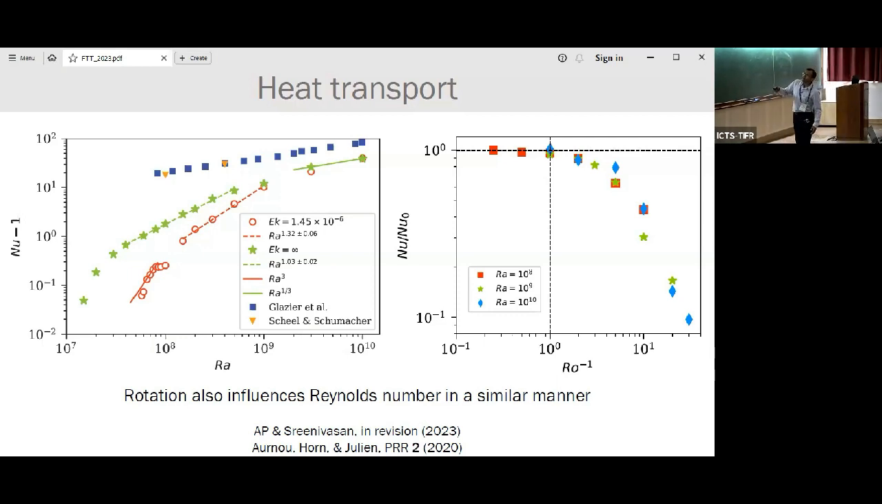And when you add rotation to the system, you can see here that heat transport is suppressed in a manner very similar to that in extended domains. So the point I wanted to make is that you can take the slender cell, go to the lower Prandtl number regime, add rotation, and do all sorts of things you do with extended domains, and the results will be reliable.